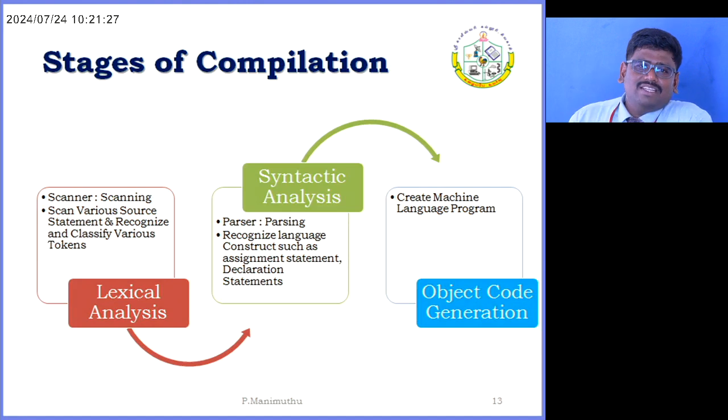Next, these are the various stages of the compilation process. Usually, there are three stages: the first is lexical analysis, the second is syntactic analysis, and the third is object code generation. Lexical analysis is accomplished by the part of the compiler called the scanner. Lexical analysis is also called the scanning process. Here, all the tokens are recognized by the scanner. This is the main function of lexical analysis.